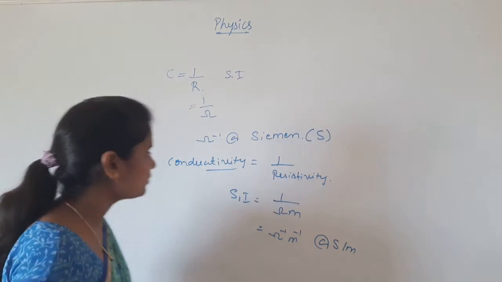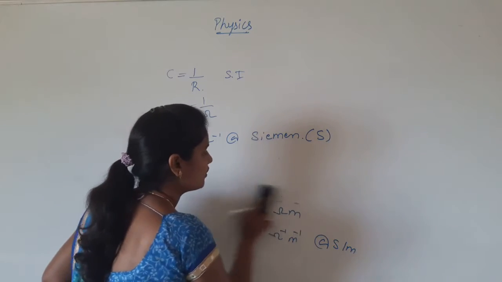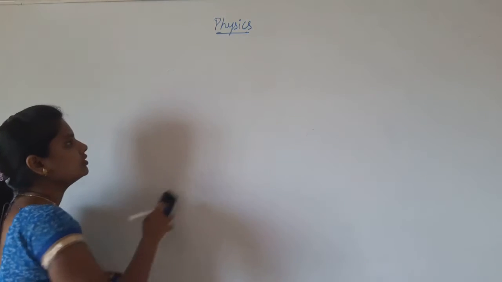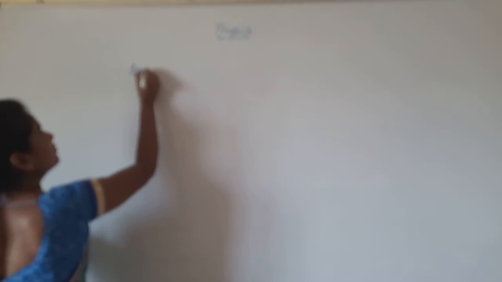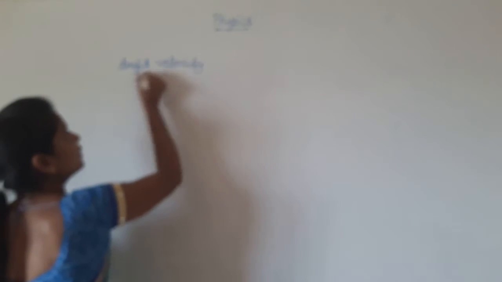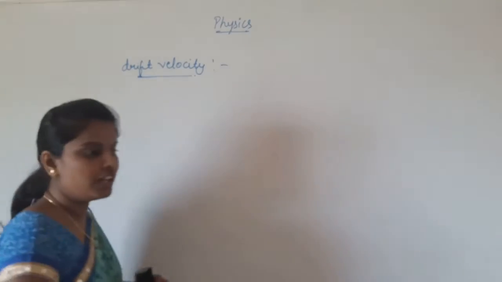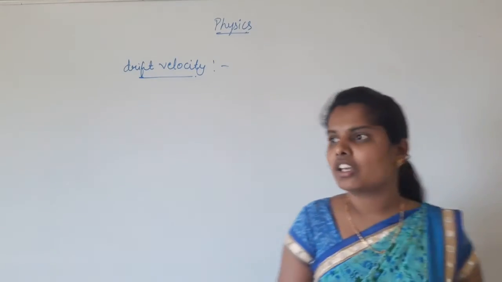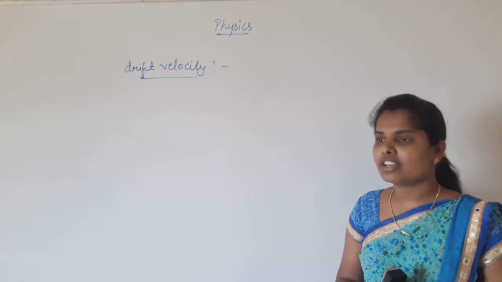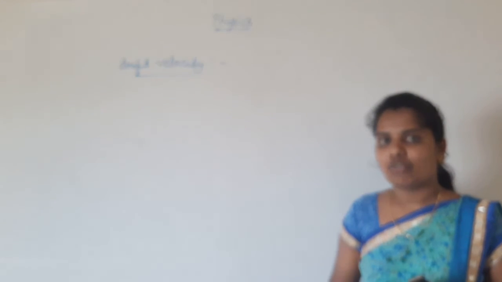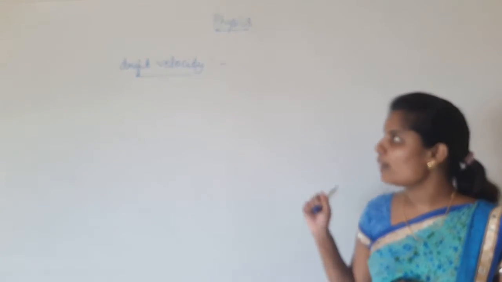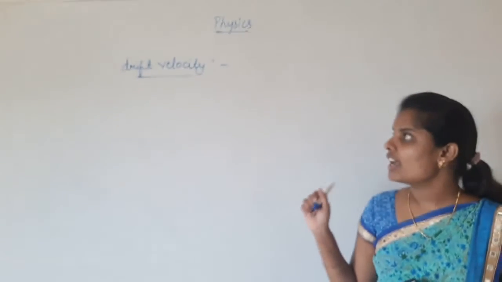Next one is drift velocity. What do you mean by drift velocity? We know velocity. Drift velocity is the average velocity with which the electrons drift in a metallic wire, opposite to the electric field, when the potential difference is applied across the conductor.